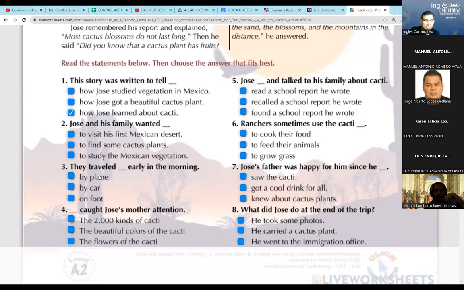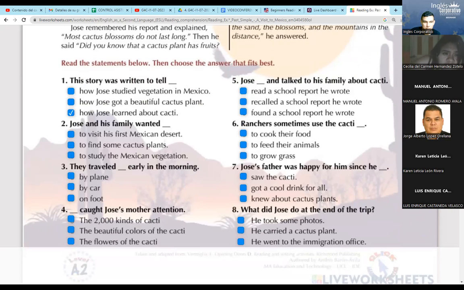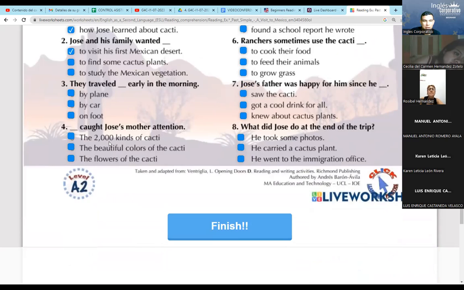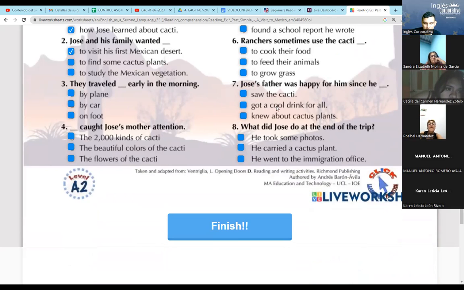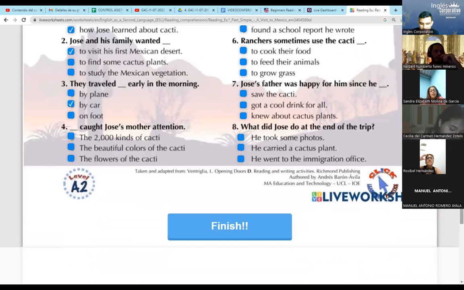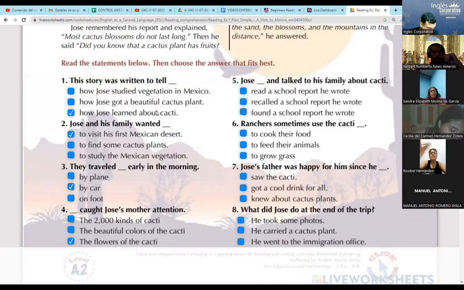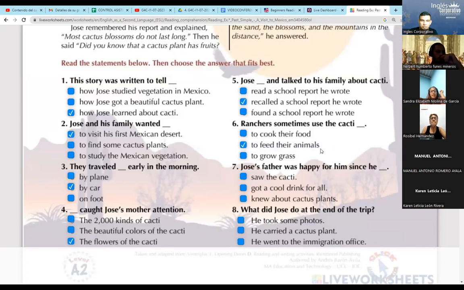Okay. Jose and his family wanted to visit his first Mexican desert. They traveled early in the morning by car. The flower of the cacti caught Jose's mother's attention. Okay. Jose recalled he read that ranchers sometimes use the cacti to feed their animals. Okay, what is feed? ¿Qué significa feed? Alimentar. Okay. Jose's father was happy for him since he knew about cactus plants.